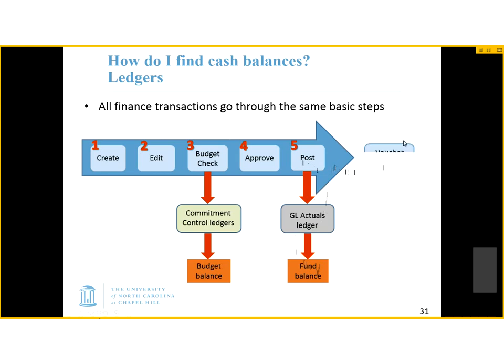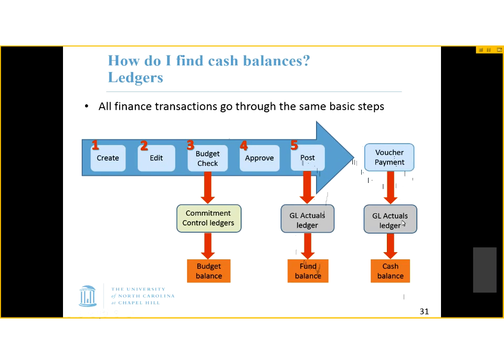In addition to that, the payment process is separate from posting to the GL Actuals ledger. So when we pay a voucher, the payment and the cash also get updated in the GL Actuals ledger, but that affects your cash balance. Just because something's been posted to the GL Actuals ledger, until it's been paid, the payment affects the cash balance, and the cash accounts are also sitting in the GL Actuals ledger.